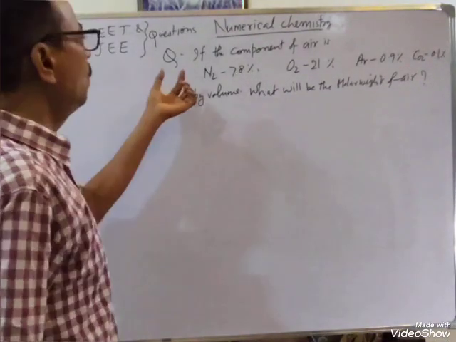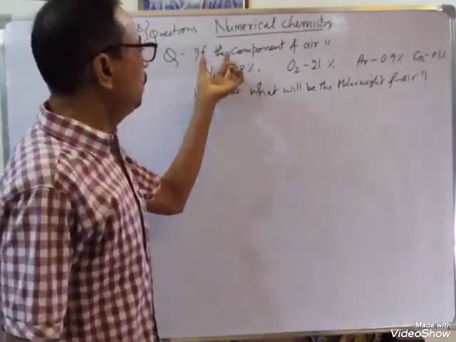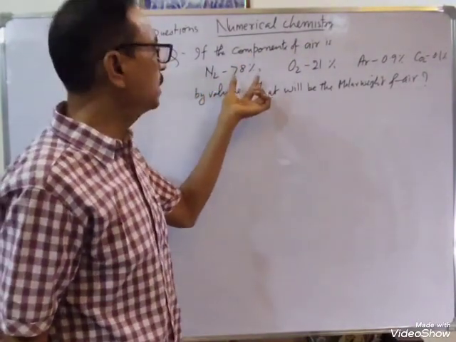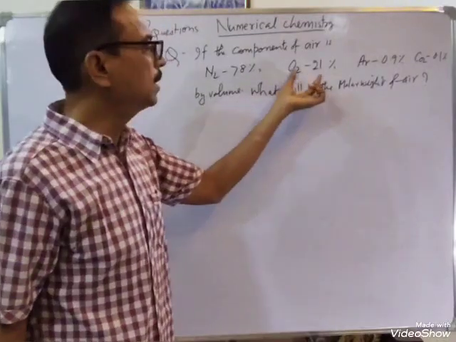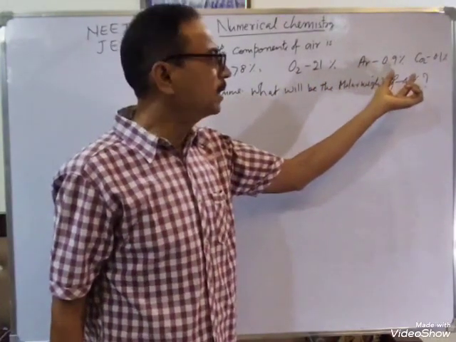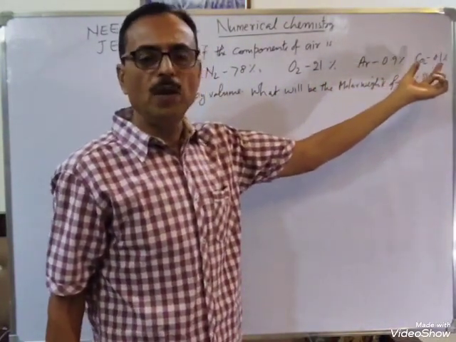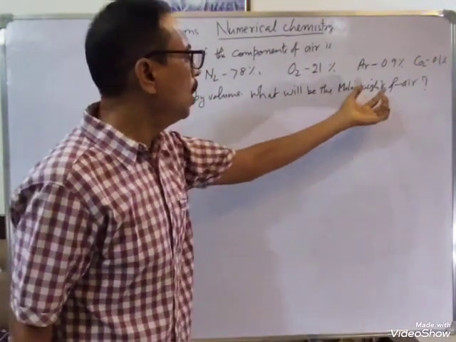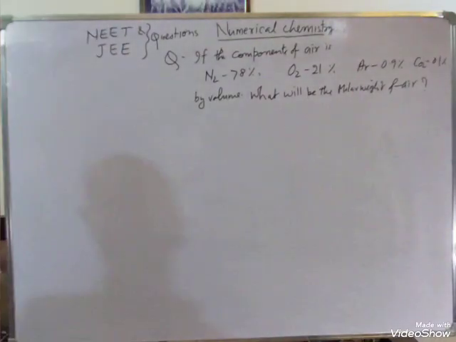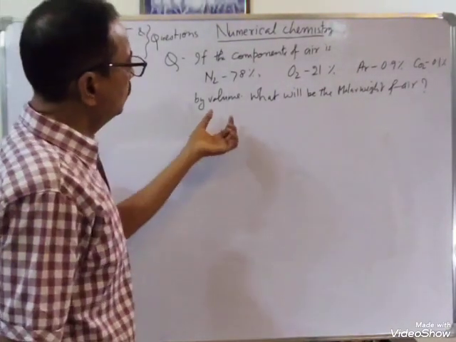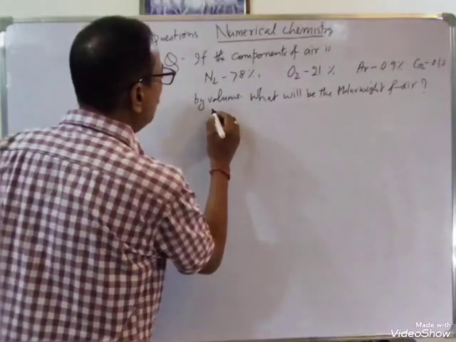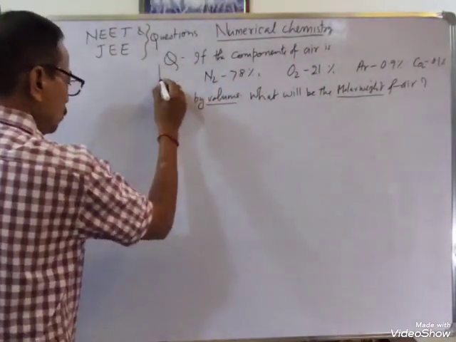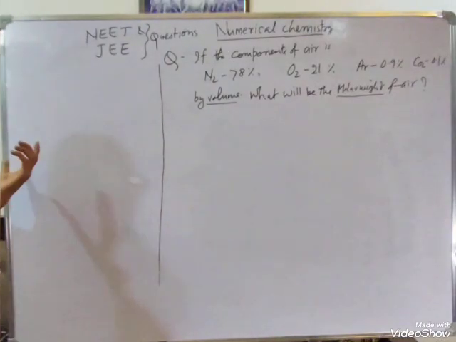Here we see one more question. If the components of air are nitrogen 78%, oxygen 21%, argon 0.9%, CO2 0.1%, by volume, what will be the molecular weight of air? By volume, what do you mean by volume, and what is the molar weight?